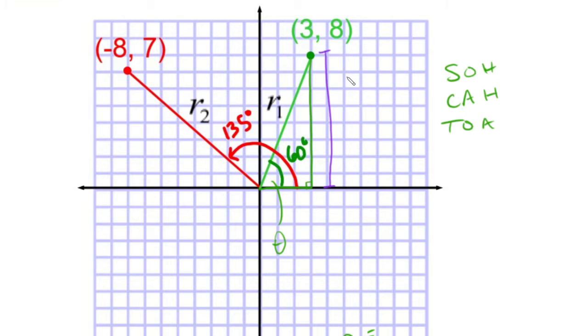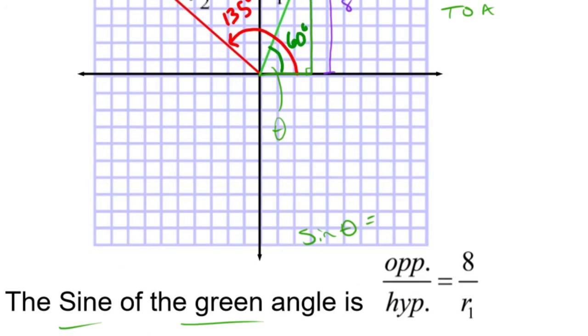And this number 8 didn't come from nowhere. It came from right here. This is a value of 8, and if you remember about ordered pairs, the y value tells you how far up and down you have to go. So this came from the y value created by making this triangle. So this side length has a length of 8. And then our hypotenuse was just called r sub 1, right? So sine of theta is opposite over hypotenuse, which is 8 over r sub 1. That should make sense. This is just opposite over hypotenuse.